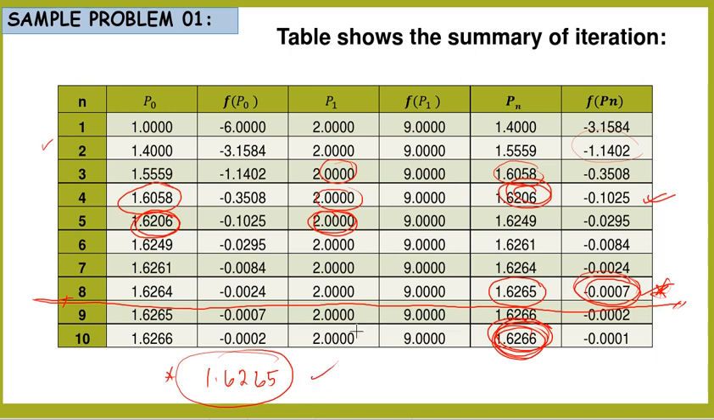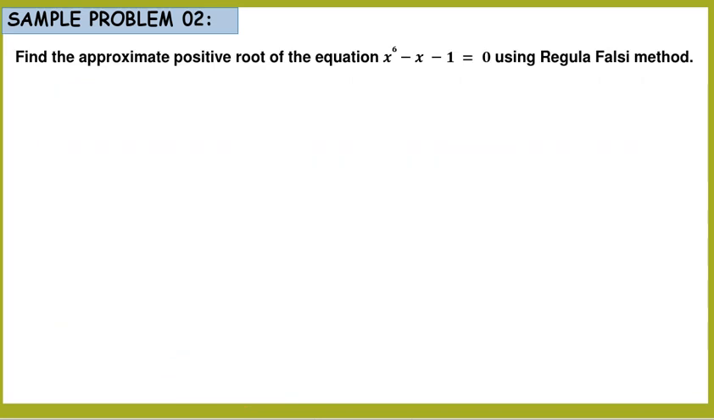6266. Okay? So, that will be now our answer in our problem 1. And if you compare the root we got using regular falsi with the root we got in the second method, the bisection method, they are almost the same actually. Malapit lang sila sa isa't isa. Okay? So, let's move on to our second problem.